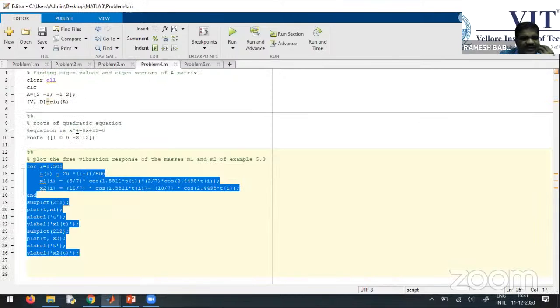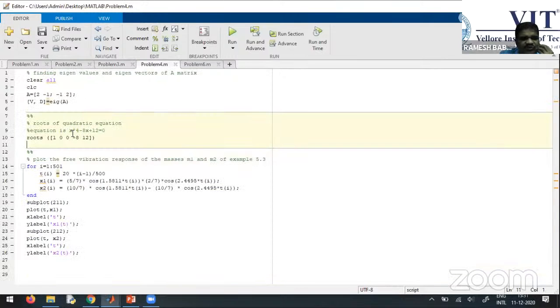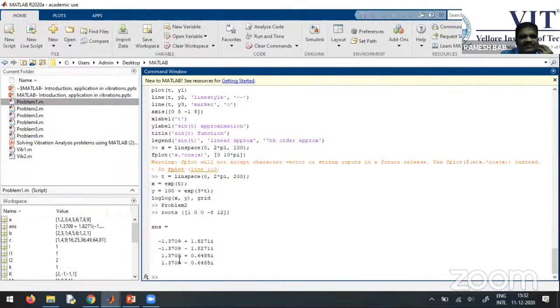Yes, this is a polynomial where one equation is x to the power of 4 minus 8x plus 120 equal to 0. So then roots, here you can see the roots. Only execute these roots, that's all. We got the solution like this. These roots came. Like this way, any equation.